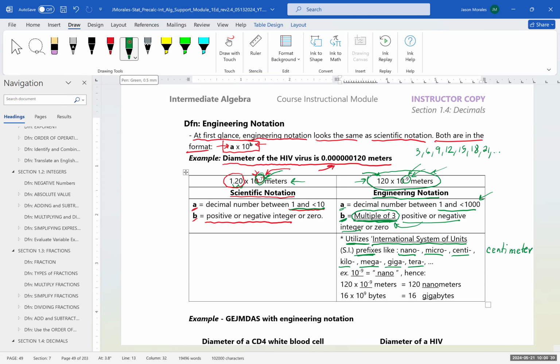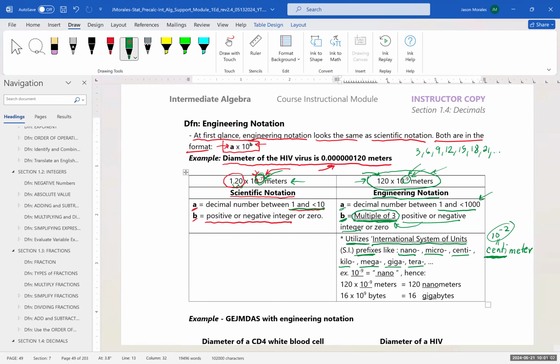One of the ones you've probably seen is the centimeter. You probably learned the centimeter in elementary school with inches and centimeters, and that's where centi came from. The prefix centi means 10 to the minus 2. Anywhere you see 10 to the minus 2, you can put centi in its place.